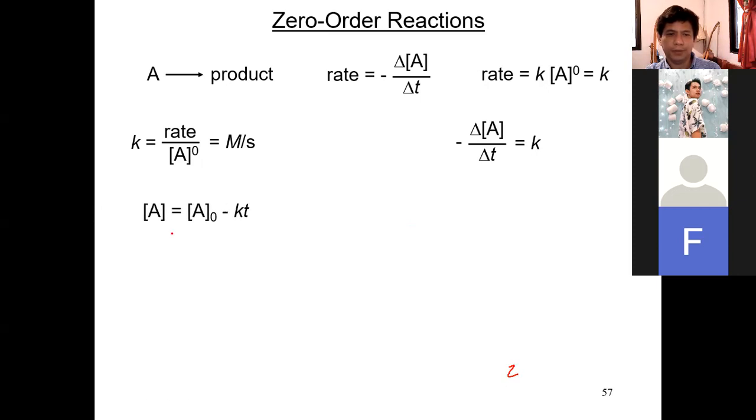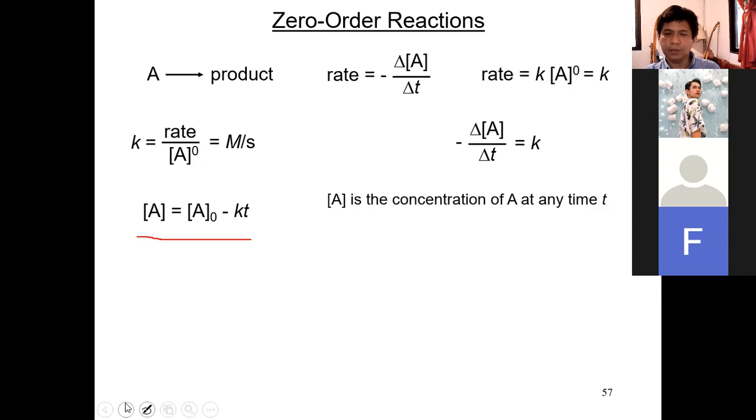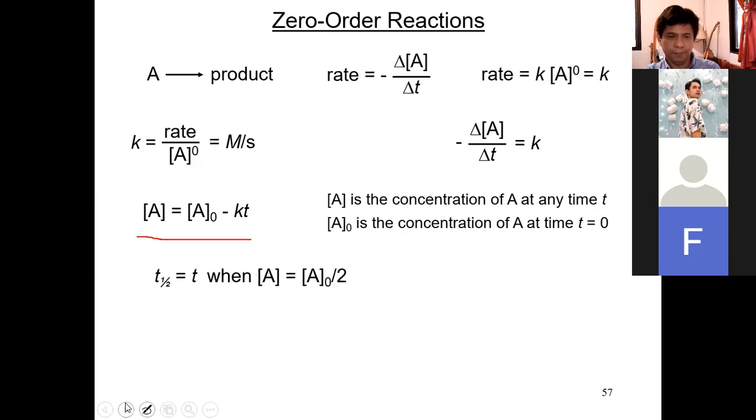Tapos derivation ng ano, ito nga pala yung form ng equation. Concentration of A is equals to A sub O minus KT. A is the concentration at any time T. A sub O is the concentration at time T is equals to 0. Half-life is when concentration of A is equals to half the concentration of the original concentration. And this is equals to, yun. May 2 dito doon. Hindi ko lang na-transpose. Concerns, questions?